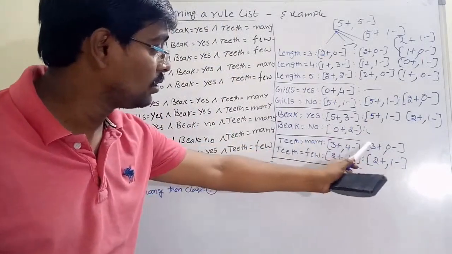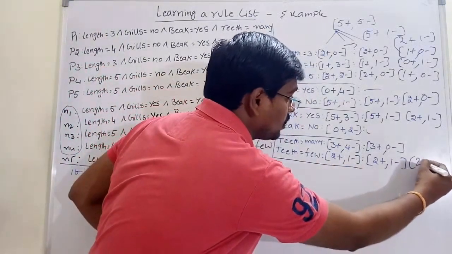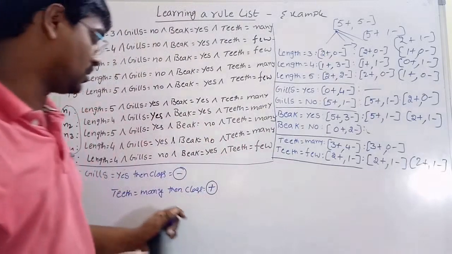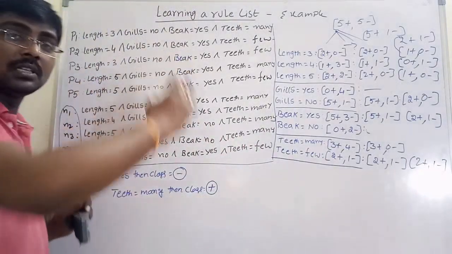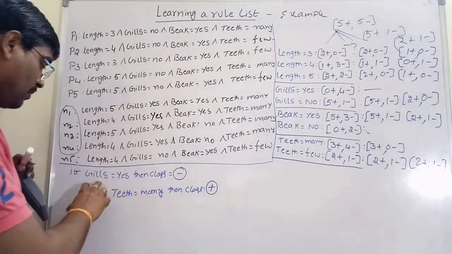Similarly, teeth is equal to many. We are calculating this one. Teeth is equal to few. So 2 positives, 1 negative. The similar approach again, the procedure is in a similar fashion. Gills is equal to S.